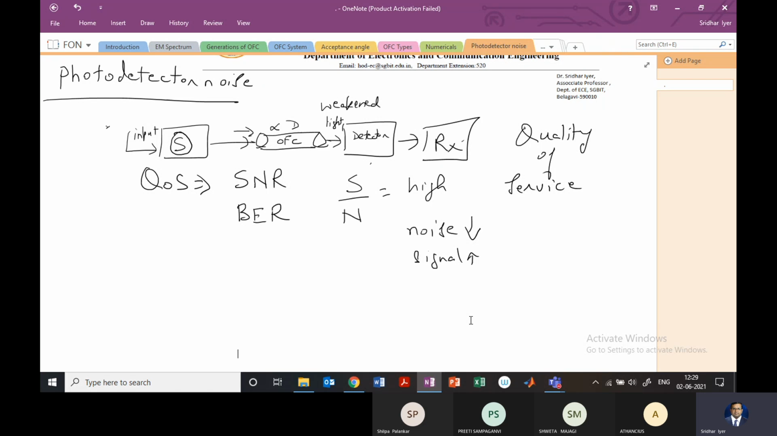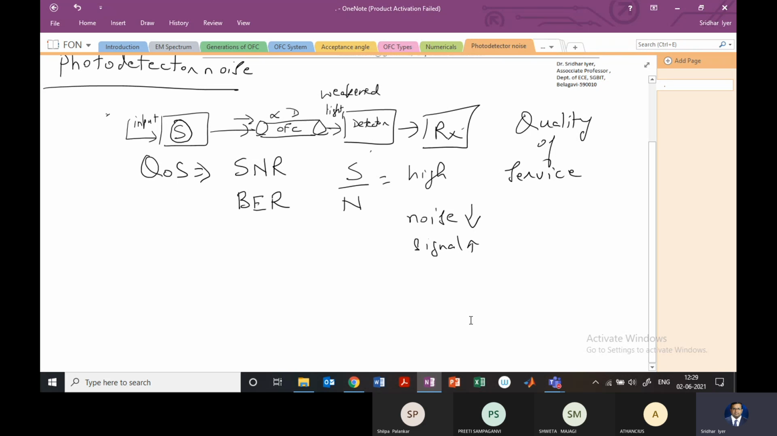So we need these noises to be as low as possible. There are different kinds of noises that would add to a particular system, right? And so we should discuss those noises. There are many in nature actually, but the ones defined in your syllabus, we'll stick to those. These are the most common types of noises.